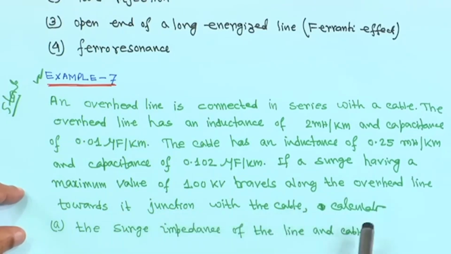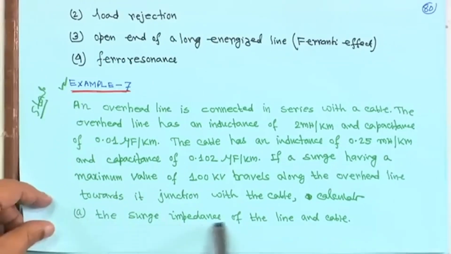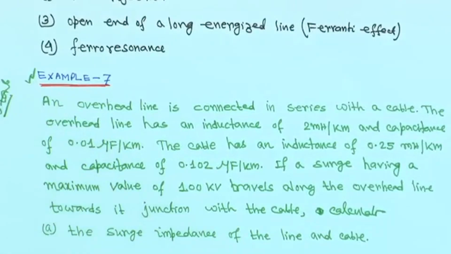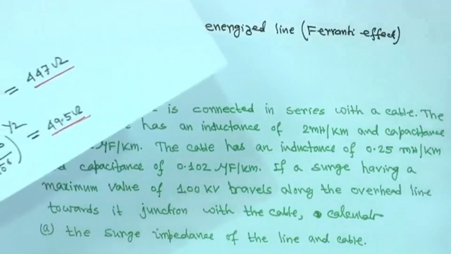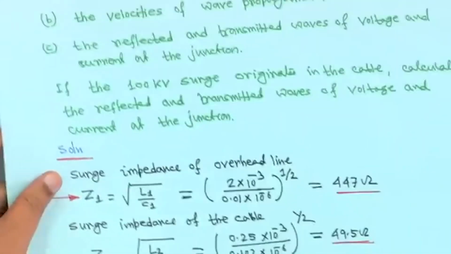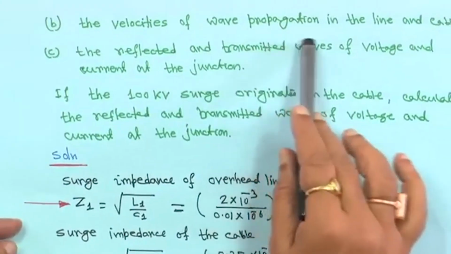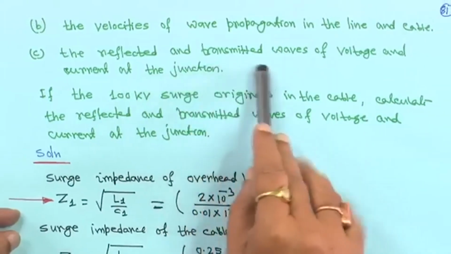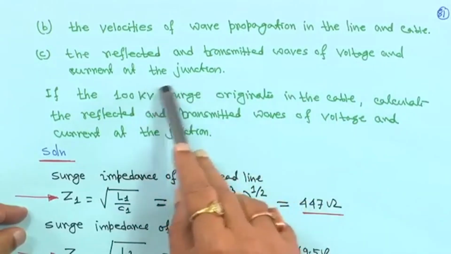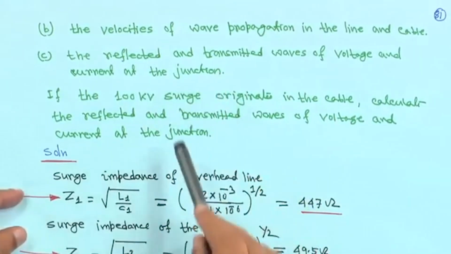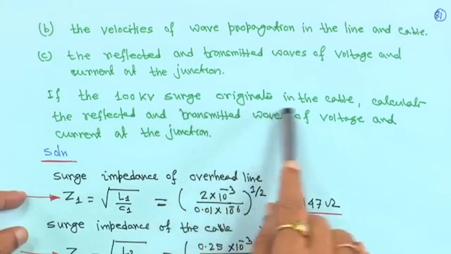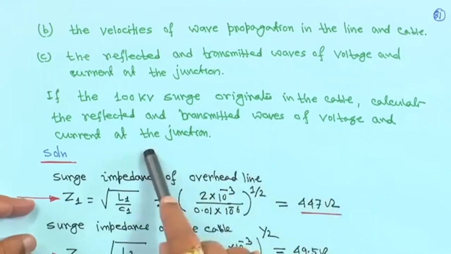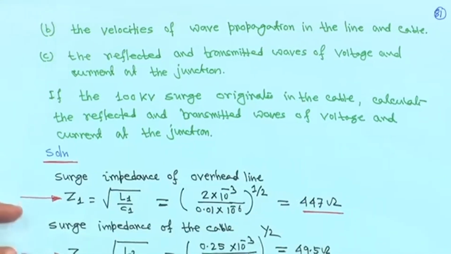Now, if a surge having a maximum value of 100 kV travels along the overhead line towards its junction with the cable, calculate A, the surge impedance of the line and cable; B, the velocities of wave propagation in the line and cable; and C, the reflected and transmitted waves of voltage and current at the junction. If the 100 kV surge originates in the cable, calculate the reflected and transmitted waves of voltage and current at the junction. So, solution, how we will do this?